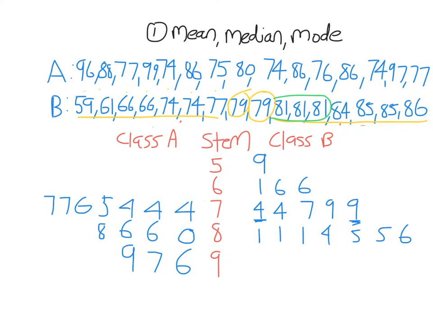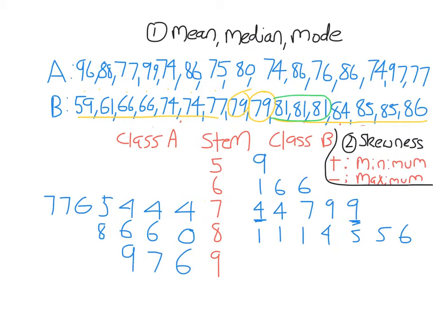So I've now put all the scores from both Class A and Class B into a back-to-back stem and leaf plot, and this will display skewness a bit better. So what skewness is actually telling us, that little calculation before where we compared the mean and the median, what it tells us is whether or not scores are clustered towards the maximum, the minimum, or neither.